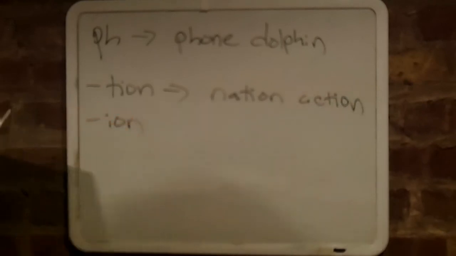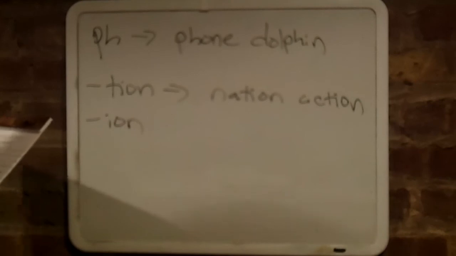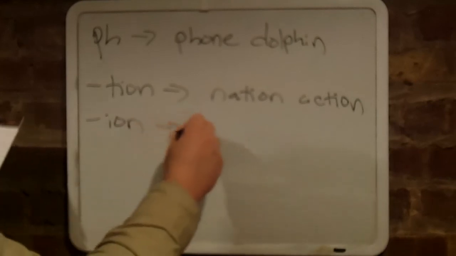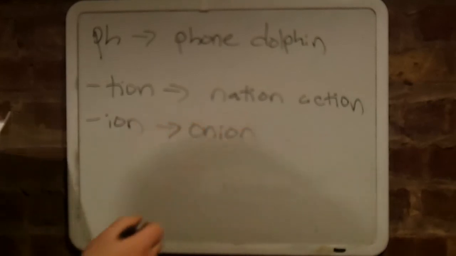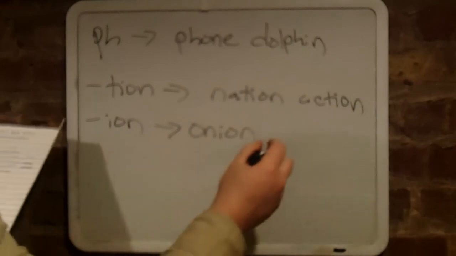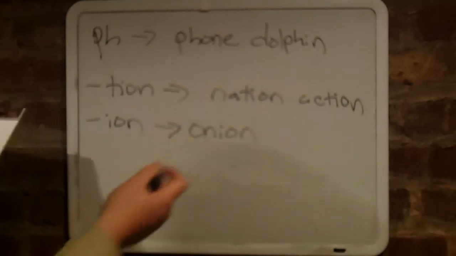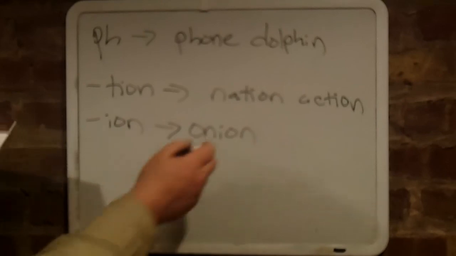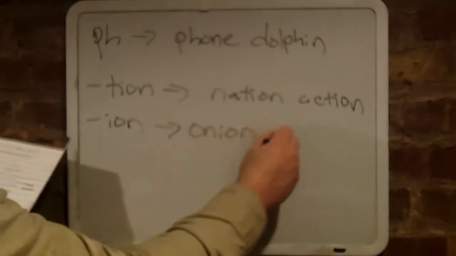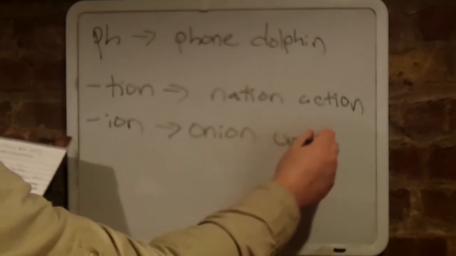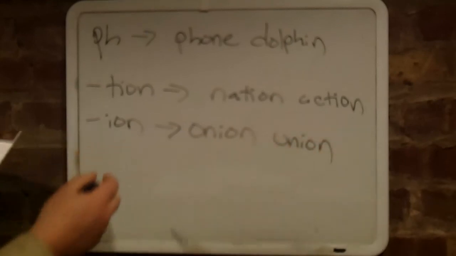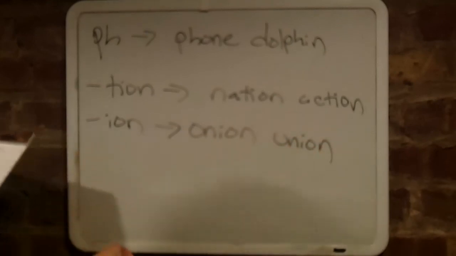ION usually sounds like in or un. You can see some words like onion or friction. No, that's TION. Well, I can't think of another example off the top of my head, but, or union. There you go. There's another one. So it can sound like in or un depending on the word.